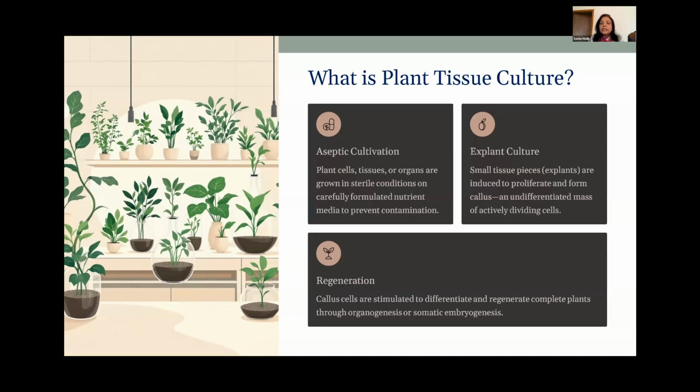And then here comes one term, explant also. Explant is any plant part or tissue or cell which we are going to use as the beginning or the starting material in the tissue culture, that is called the explant. It may be the leaf, stem, root, or even the undifferentiated mass derived from these organs or tissues, that is also known as the callus. And then comes the regeneration.